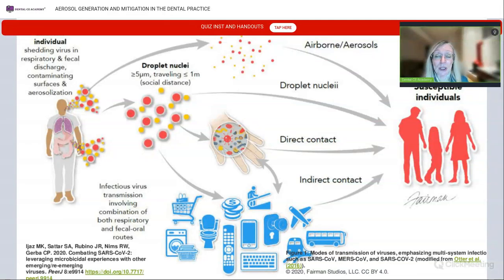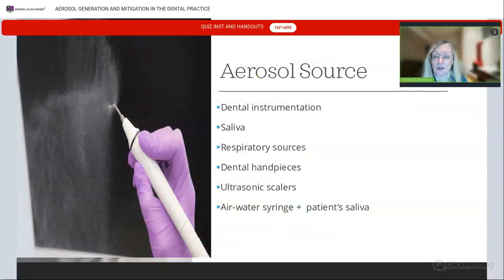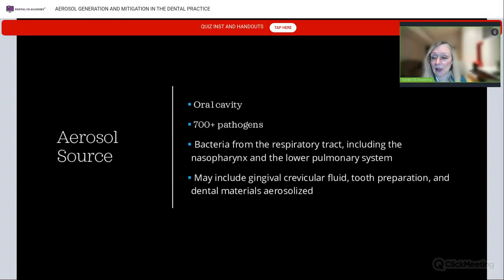We spoke about droplet nuclei being the evaporated form of the droplets. Also, we can come into contact with direct patient care and indirect contact with surfaces that have become contaminated with aerosol. Anything that you've left out on your countertops and so forth are exposed to the aerosol, and we'll talk about that. So where does the aerosol source come from? Dental instrumentation, saliva, respiratory sources, dental handpieces, ultrasonic scalers, and our three-way air-water syringe in combination with the patient's saliva.